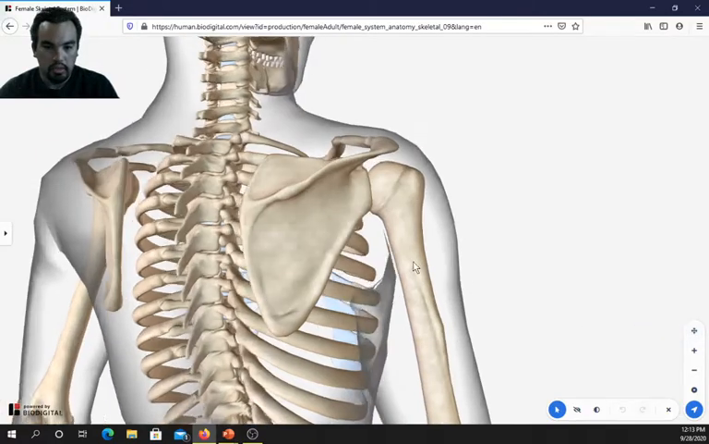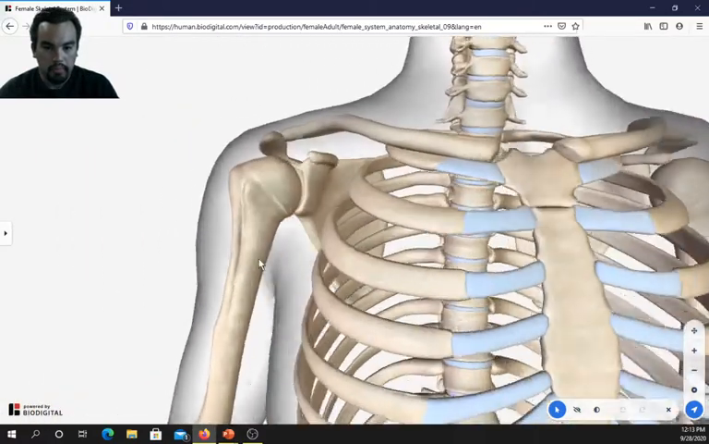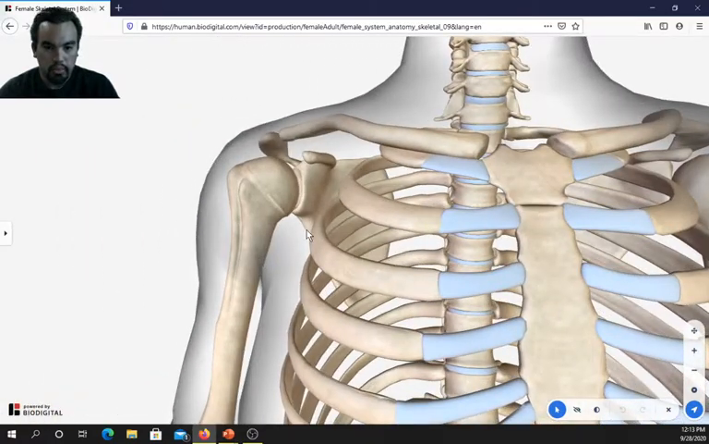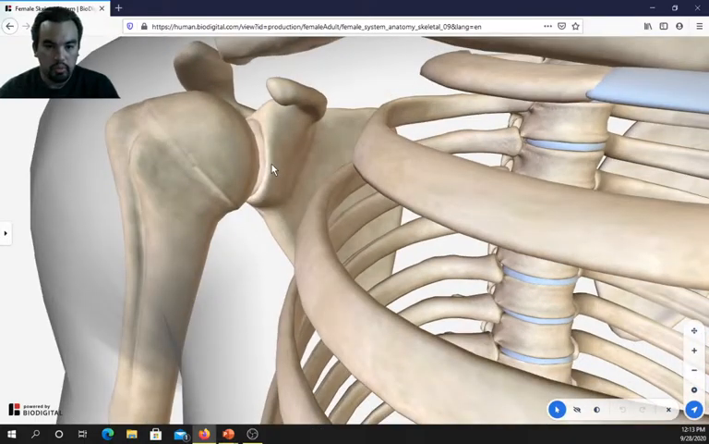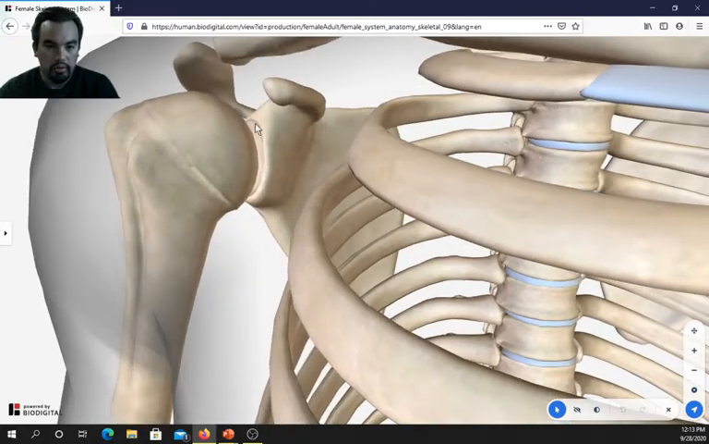And then lastly, I want to show you in here the anterior view, because what we're going to talk about in a second is the glenoid fossa here and the humeral head, right? And how they actually articulate with each other. Okay?